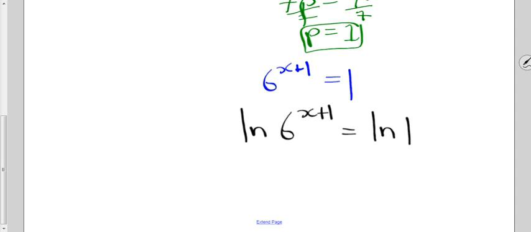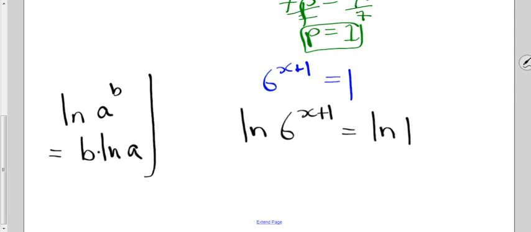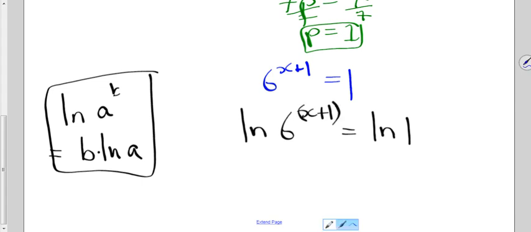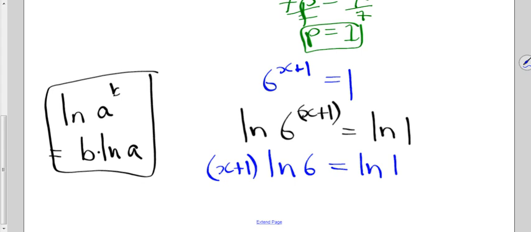Now our log rules teach us, let's say, log of a to the b is the same as b log of a, right? That's a log rule. You take this exponent up here and bring it to the front. I'm going to do that here with this x plus 1. So this will be x plus 1 times log of 6 is equal to log of 1.